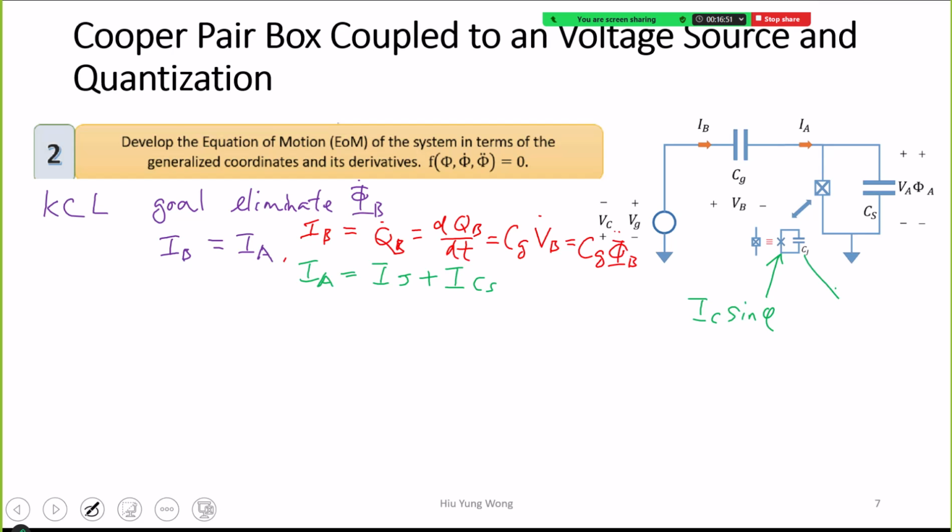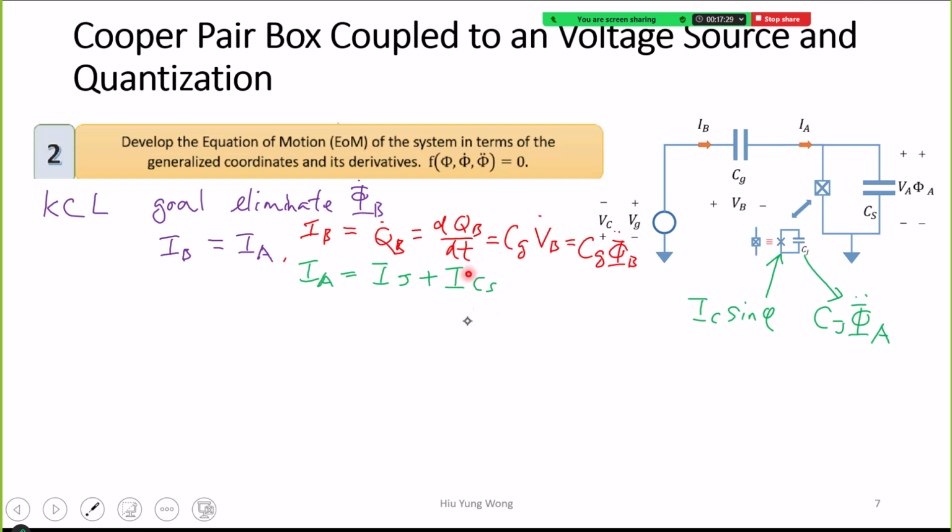I hope you remember this is the first Josephson equation, I_C sin phi. How about the current through this C_J? Just like here, the current through a capacitor is the capacitance times the second derivative of the flux. So it is also equal to C_J times the second derivative of the flux, but this flux is flux A, the flux across here. They all share the same flux.